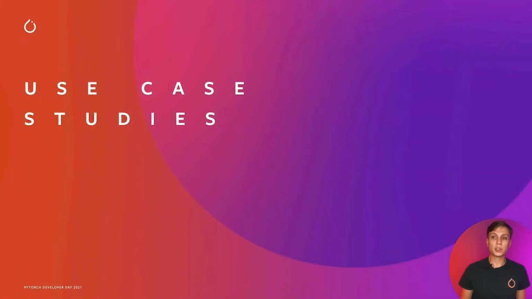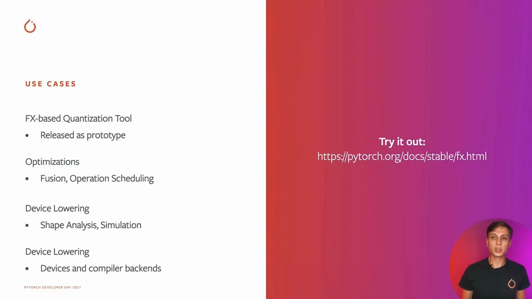Now let's take a look at a few of the use cases folks have found for torch.fx. First, torch.fx is being used in the prototype FX Graph Mode Quantization tool. Torch.fx provides the ability to programmatically modify the operations and the parameters of a model, so it is a good fit for quantization, which modifies both. Second, torch.fx is being used for optimizations such as fusion and operations scheduling. FX can be used to, for example, fuse convolution and batch norm operations together, or schedule asynchronous versus synchronous or local versus remote operations for maximum parallelism.